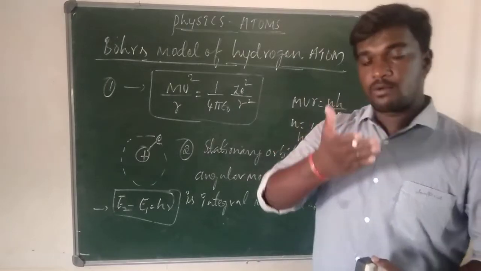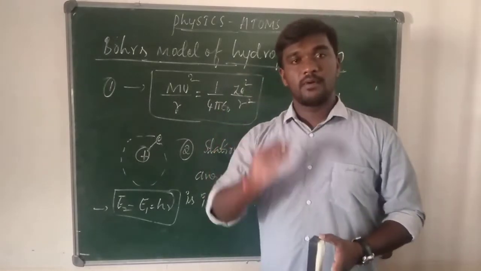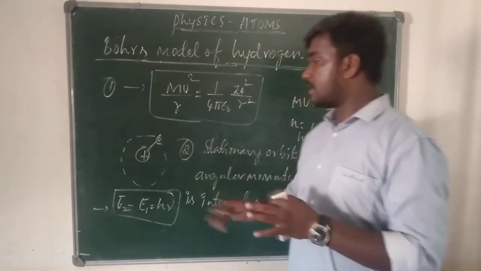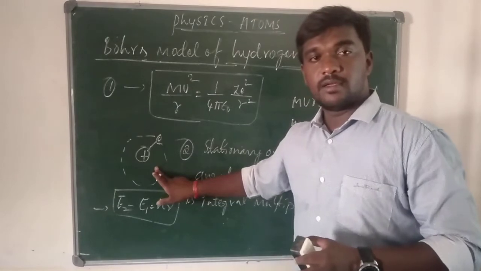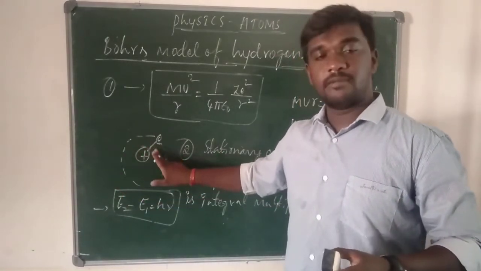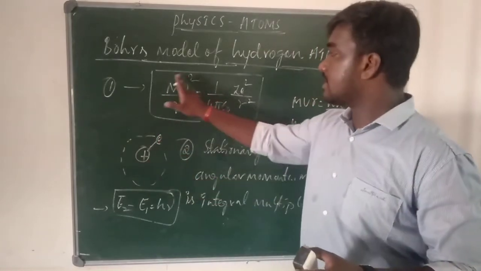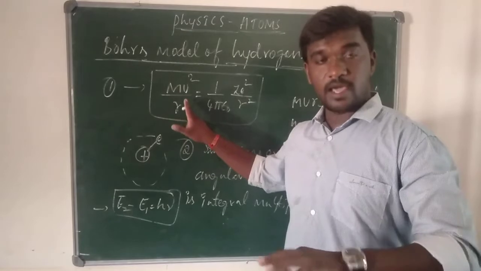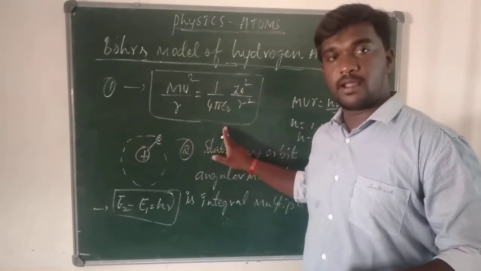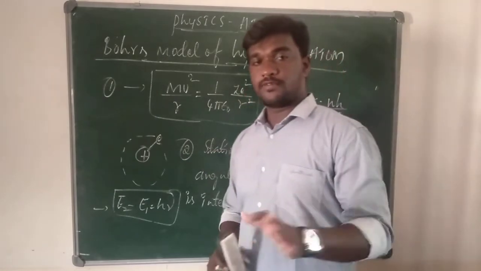Okay, so when an electron has to revolve around the nucleus, it requires a centripetal force. That centripetal force is provided by the electrostatic force of attraction between the electron and the nucleus. That means the centripetal force mv square by r is equal to 1 by 4 pi epsilon naught Ze square by r square. That is the first postulate.